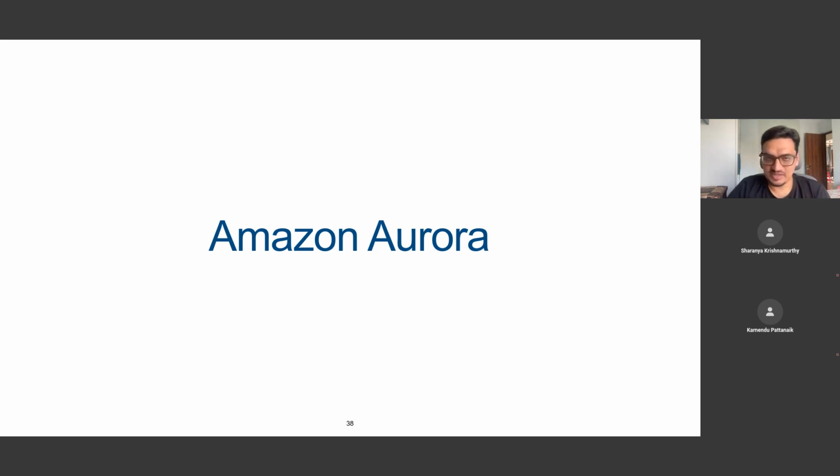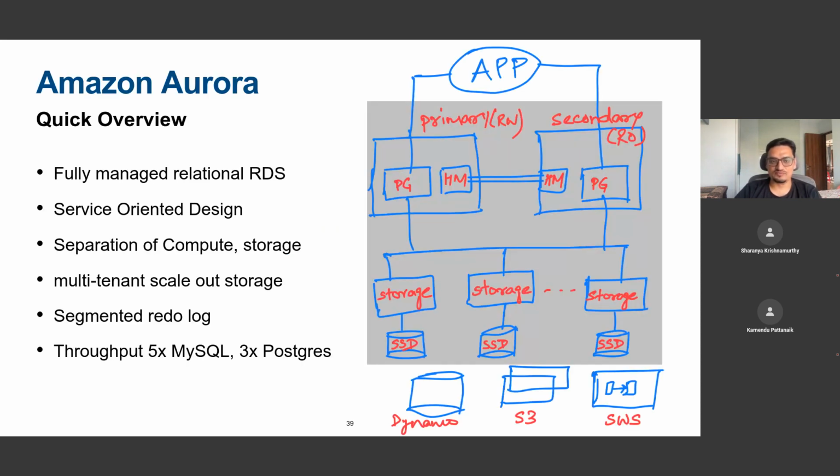Aurora is something that is quite popular. A lot of people that are in AWS, which is probably a lot of new age SaaS companies, try to use Aurora, which works pretty well. I have a very quick note on what it is internally. How is it different from the RDS offering? So it's a fully managed RDS thing. It's broken up the MySQLs and Postgres of the world to make a service-oriented design.